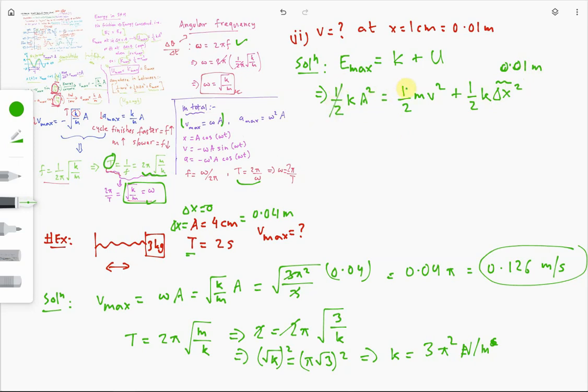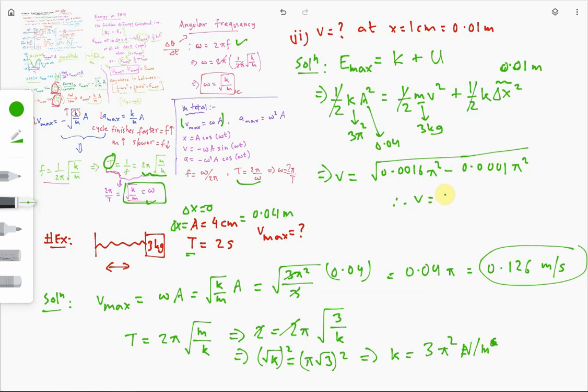So you can cancel out the halves from all of these, and we know what mass is. Mass is 3 kilograms. We have found k to be 3 pi squared. We know what A is. A is 0.04, so you can square it. Basically what we end up with, if you keep solving this equation, is v equal to the square root of 0.0016 pi squared minus 0.0001 pi squared. This gives me the speed at 0.01 meters as 0.122 meters per second.